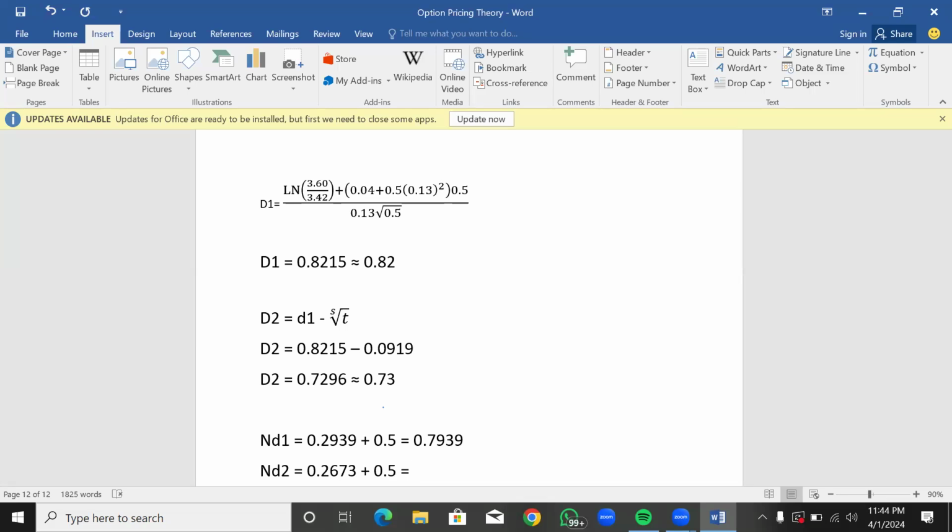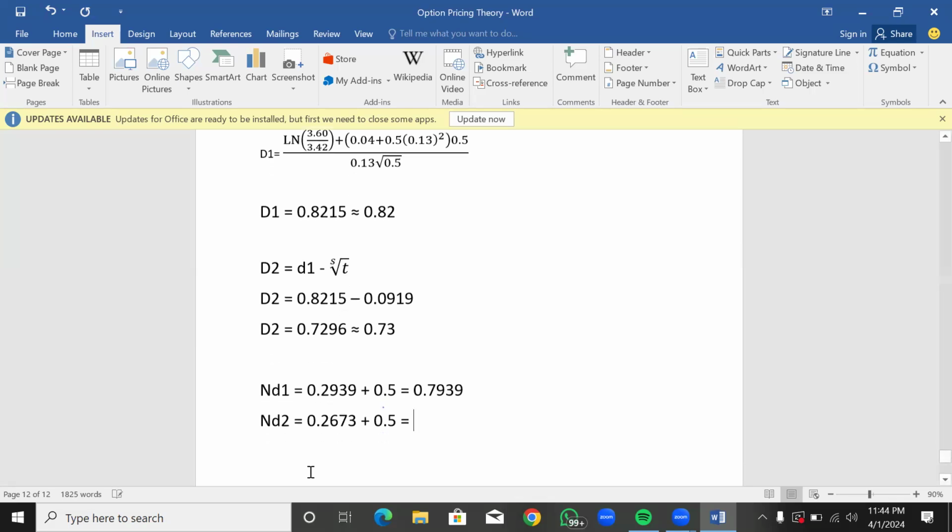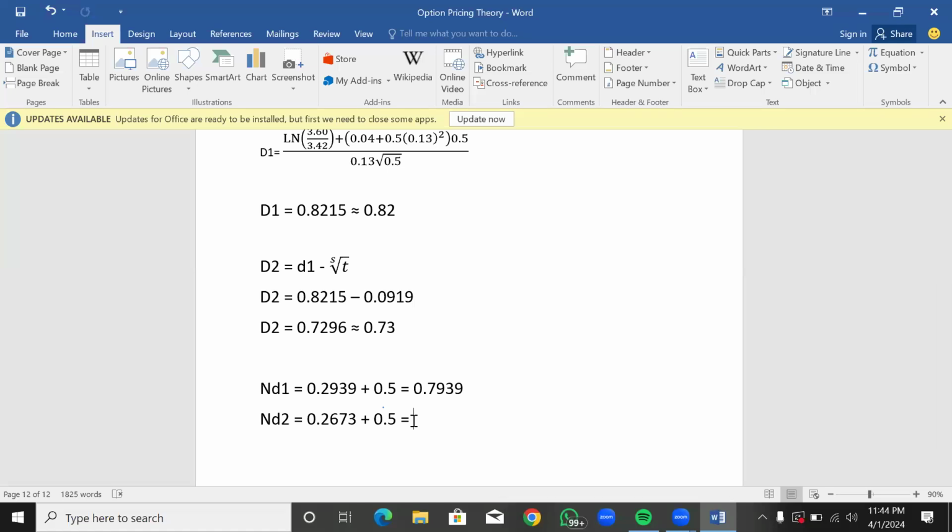Okay, I want to ask somebody a question. Why are we adding 0.5? Because the distribution table is giving itself. Because of what, Tarek? Because it is positive. You know I said that one positive. Is it not correct? It's not correct, sir.